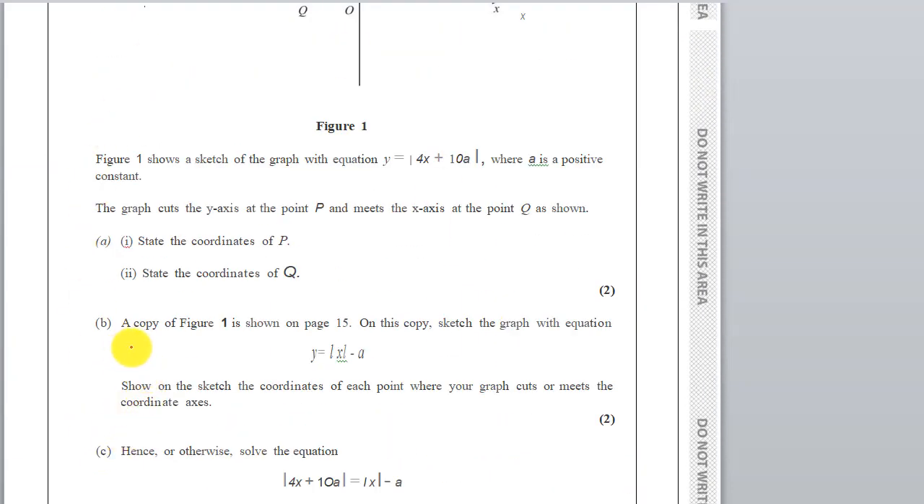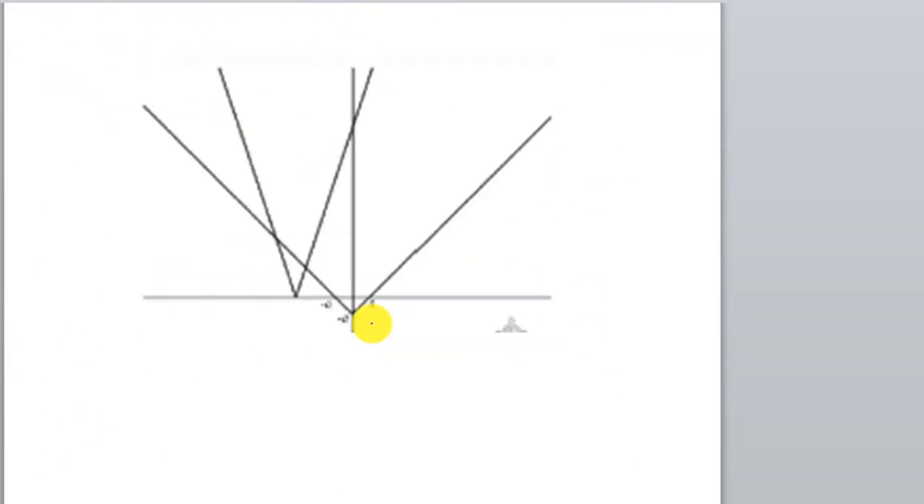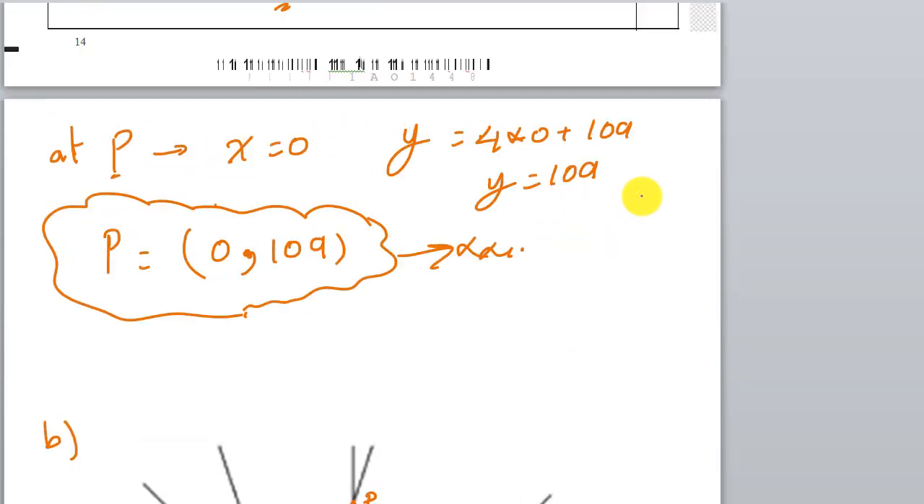Now, a copy of figure 1 is shown on page 15. On this copy, sketch a graph with equation y equal to absolute x minus a. Show on the sketch the coordinates of each point where your graph cuts or meets the coordinate axes. So now, this is the answer of this part. This is part B. y equal to absolute x minus a.